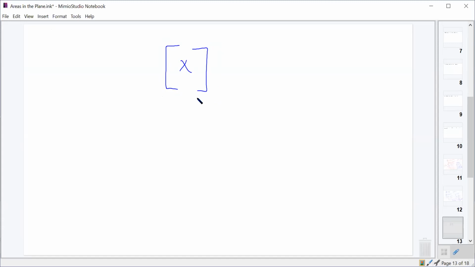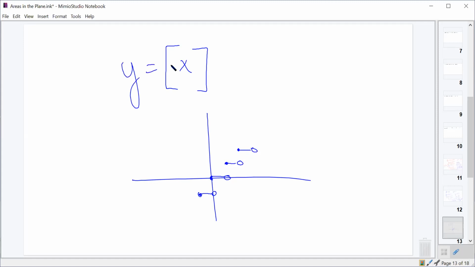Did they call it the greatest integer function? Yeah. Okay, that's sometimes denoted with double brackets, but that's fine. The greatest integer function is this one. You've seen it before, probably. It's a step function. So it says y is the greatest integer less than or equal to x. So if x is 0, the greatest integer less than or equal to 0 is 0, because 0 is equal to 0.